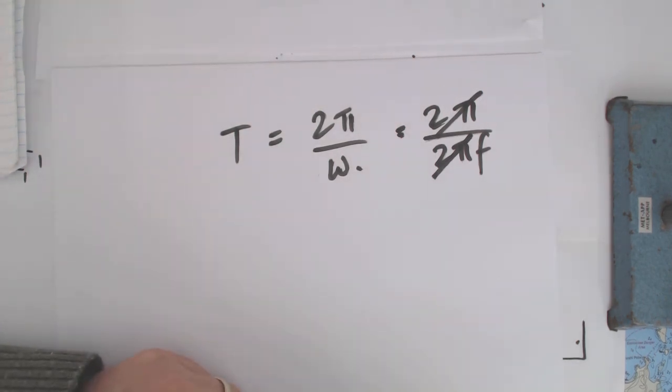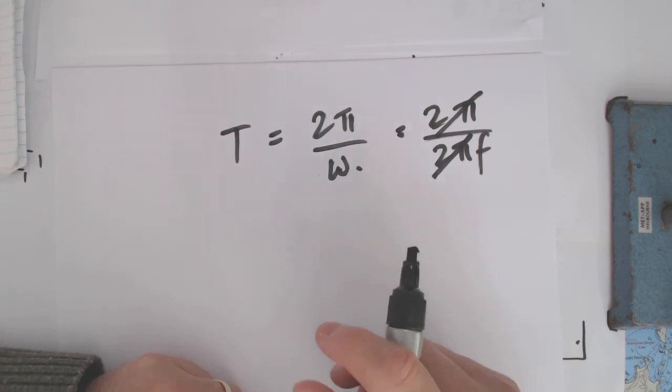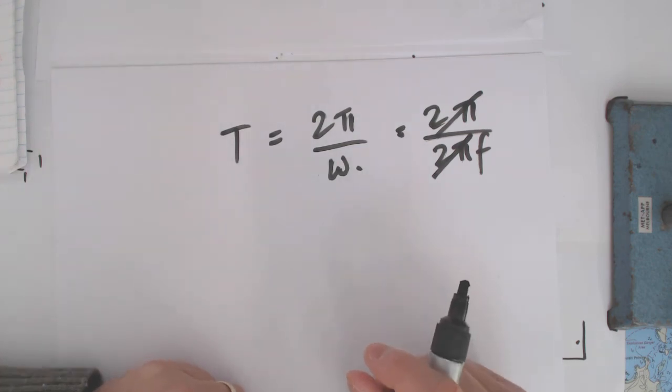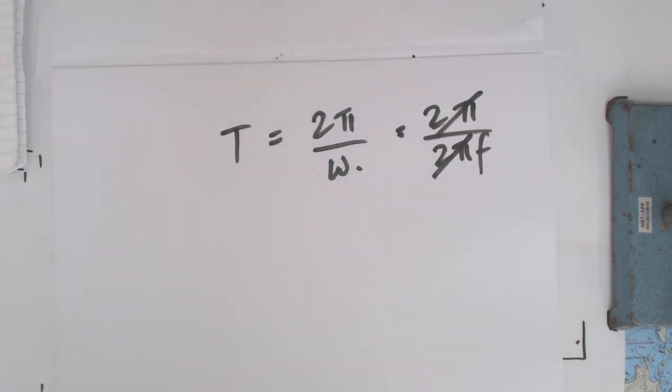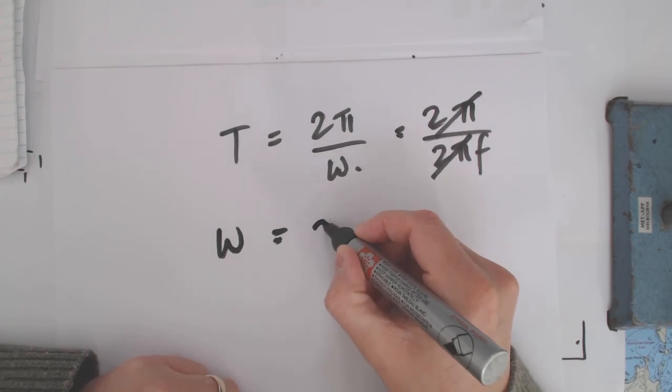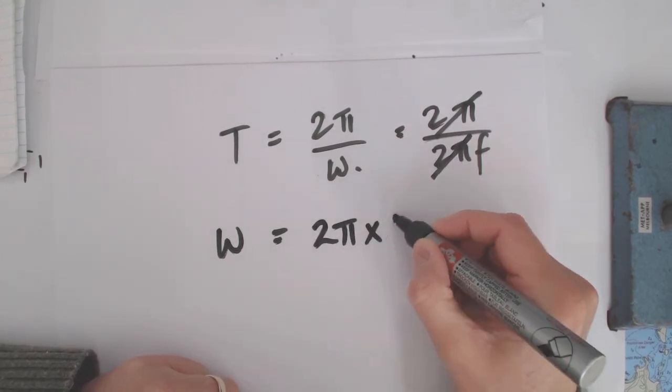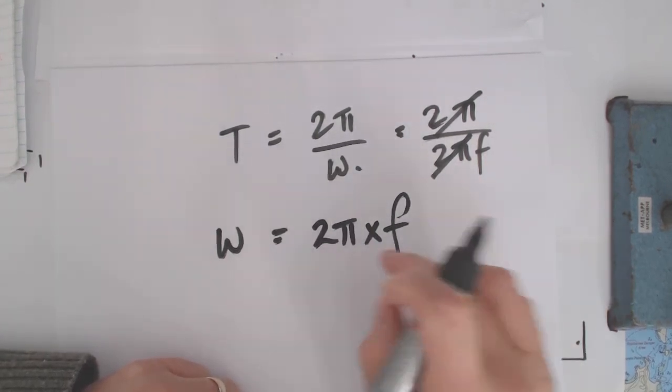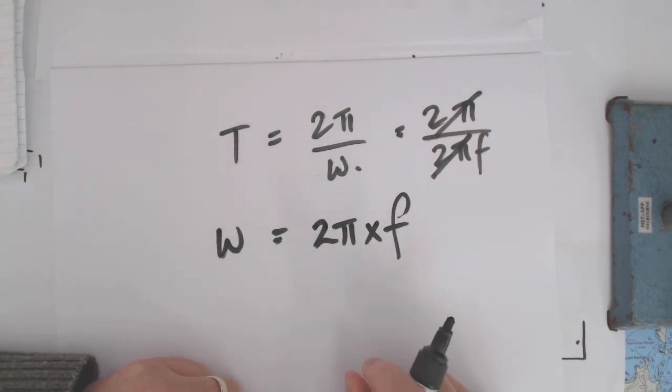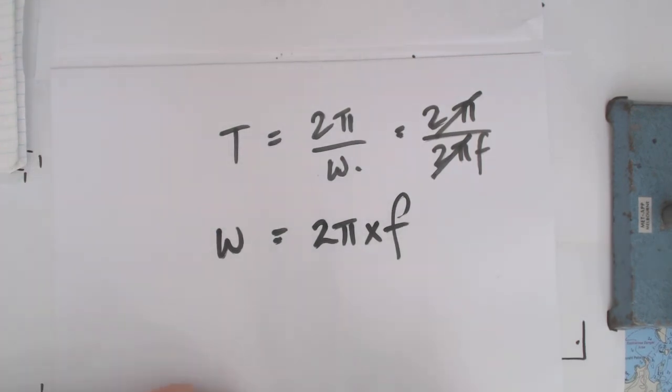So if you've got 50 hertz, that's 50 times a second. That's how many radians a second? So omega equals 2 pi, which is 6.28, times the frequency, which was 50. 50 times 6.28, 300 and something radians per second. Right?